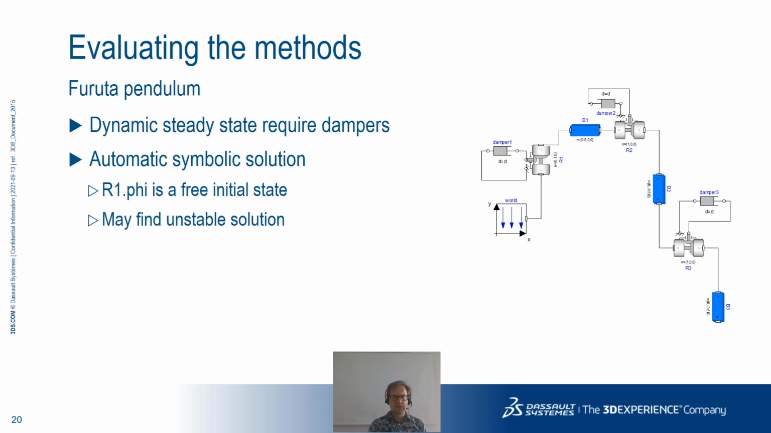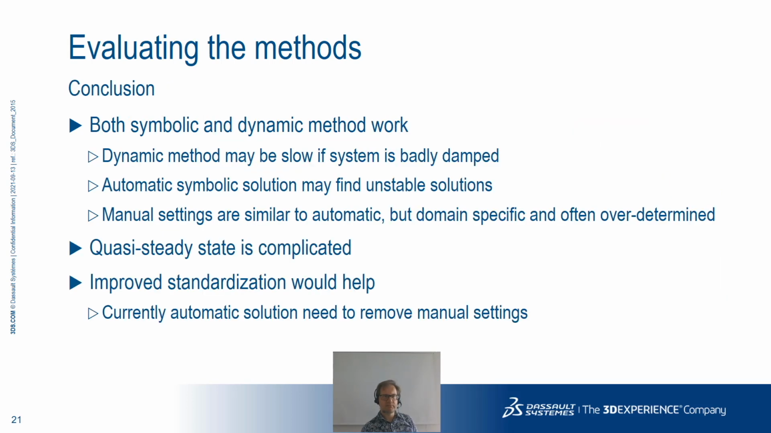And if it has dampers, it will find the dynamic steady state solution, and the symbolic can also be found. And then we see that the angle of the first joint is a free value. And we also see that it might find an unstable solution, because it could be like this or like this, and both of them are possible, and it was the same with the pendulum before. So that is one of the disadvantages with the symbolic solution.